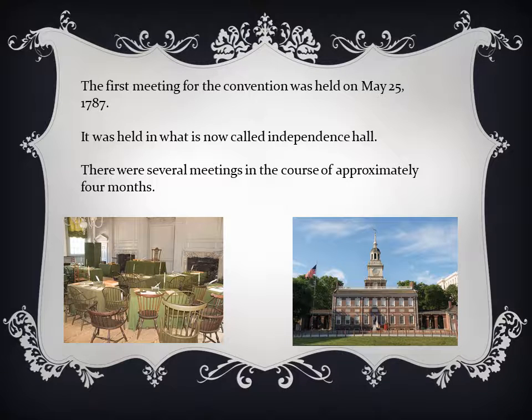The first meeting for the convention was held on May 25th of 1787. It was held in what is now called Independence Hall but was then called the Pennsylvania State House. There were multiple meetings in the span of around 4 months, May 25th through September 7th, 1787. The day of that first meeting had been planned for a while, but still ended up a week later than planned.